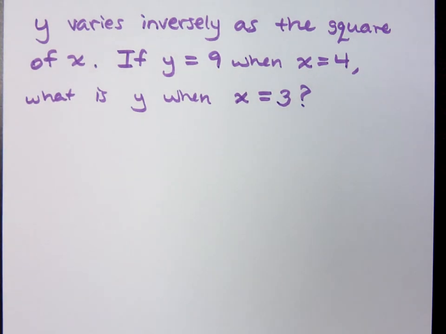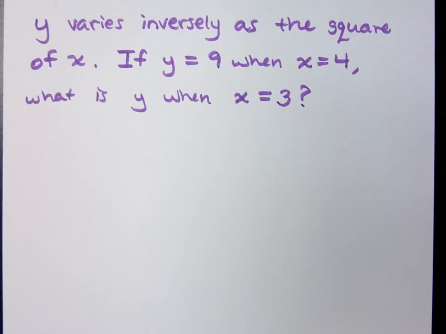y varies inversely as the square of x. I'm telling you exactly what kind of variation this is because this is a special situation that I've created for you. It's not, like, the paycheck problem. So if y equals 9 when x is 4, what is y when x is 3?